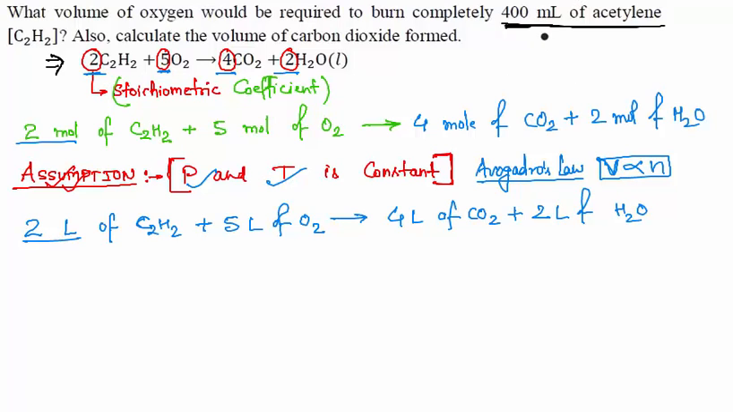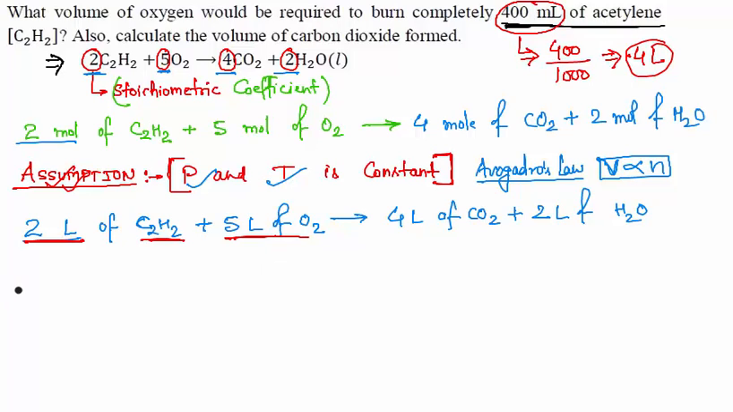Now this question is over conceptually. We have 400 ml of acetylene. 400 ml means 400 upon 1000, which equals 0.4 liter of acetylene. From the reaction, for 2 liter of acetylene you need 5 liter of oxygen for complete reaction.